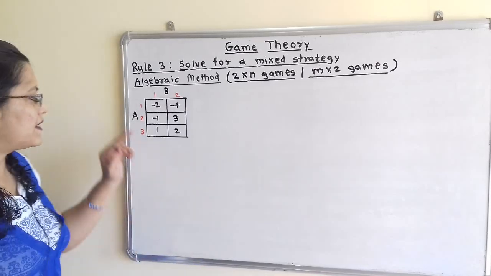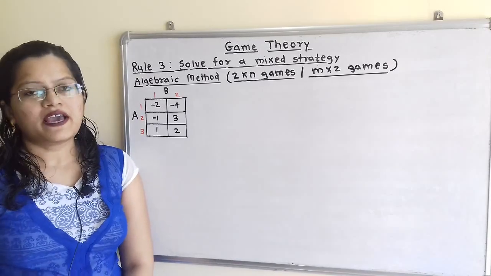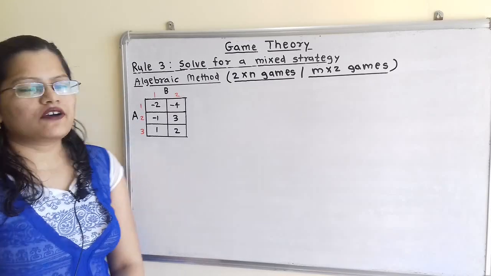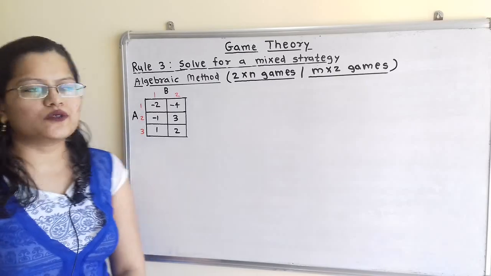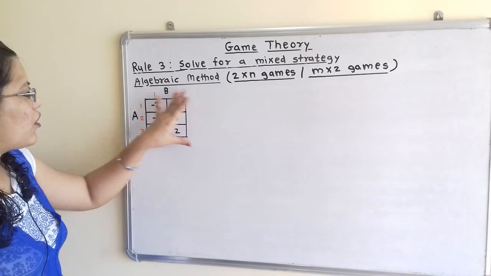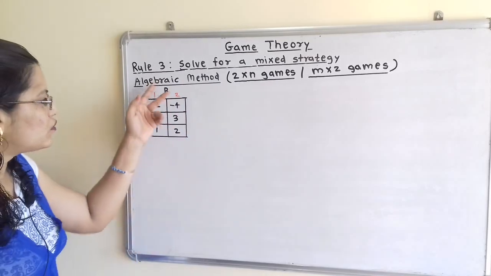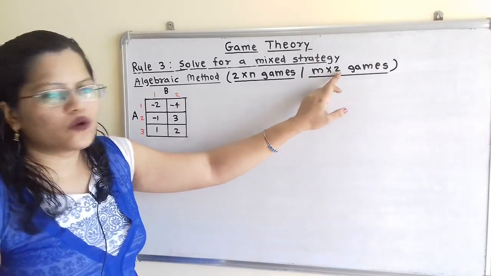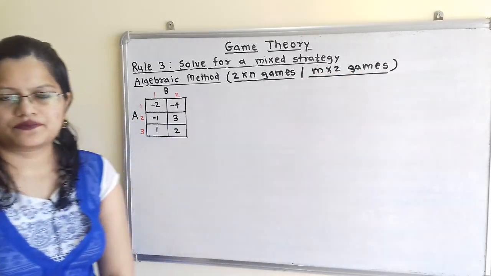This is the given matrix where 3 rows and 2 columns are given, and we are going to solve this problem by using the algebraic method. Now this method is used only for mixed strategy, so we are going to use rule 3, solve for mixed strategy. If we observe, there are 3 rows and only 2 columns. So this question is of type m rows and 2 columns, so first rows and then columns, m by 2 games.